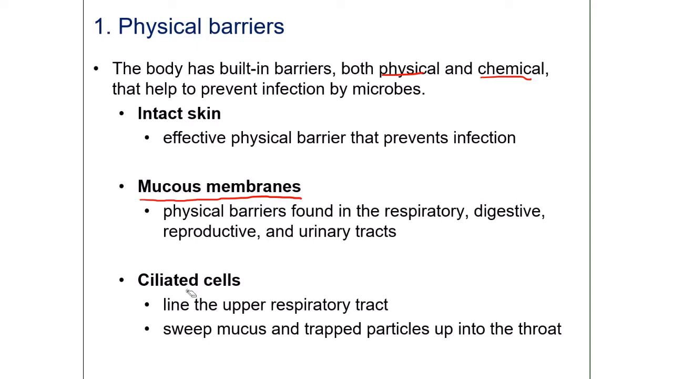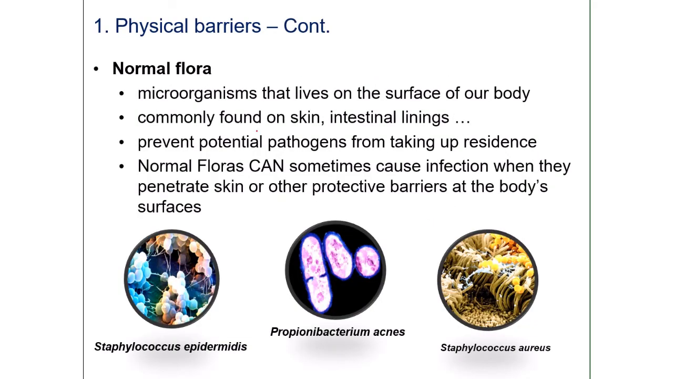Finally, we have what's called ciliated cells, and in your trachea, in your upper respiratory tract, you would have these cells that have little hair on it. So these cilia will keep on sweeping up the mucus and sweep up any trapped particles up the throat, so you can kind of spit them out, right? So that way it prevents the colonization of harmful microbes. We also have something called normal flora, and normal flora are these beneficial microorganisms that live on the surface of our body.